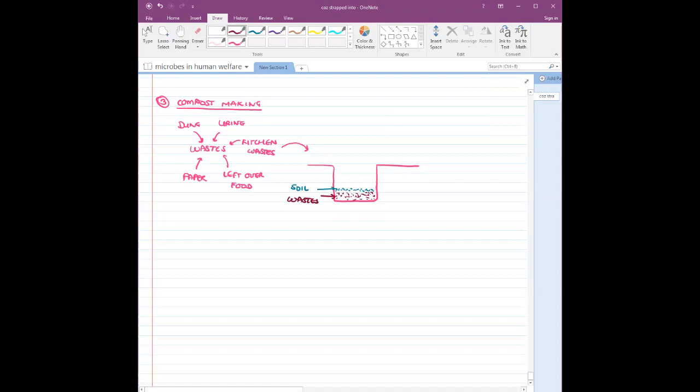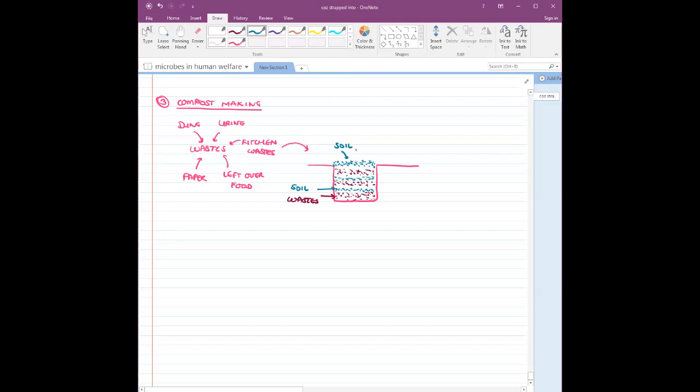And now you keep on repeating this: layer of waste, layer of soil, layer of waste, layer of soil, layer of waste, layer of soil. This keeps on happening till we reach the top. Let's say we have almost reached the top like this. So this is your last soil, and the last layer you are going to keep really nicely.